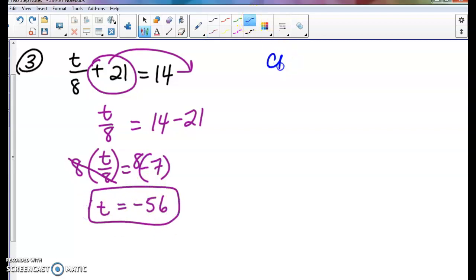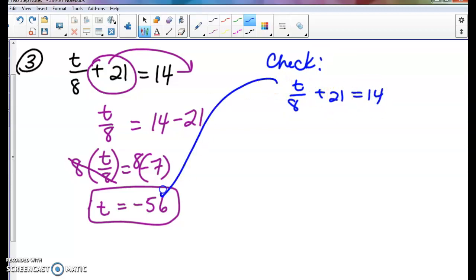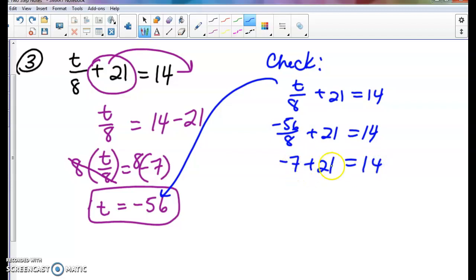And now we're asked to check it, so we'll know for certain if our answer is right or not. So we'll go to the original, t over 8 plus 21 equals 14. T is going to be a negative 56 now, so negative 56 over 8 plus 21 equals 14. Negative 56 divided by 8 occurs first in the order of operations because division comes before addition. So negative 56 divided by 8 is negative 7 plus 21 equals 14. Negative 7 plus 21 is 14. So 14 does indeed equal 14. We're all good.